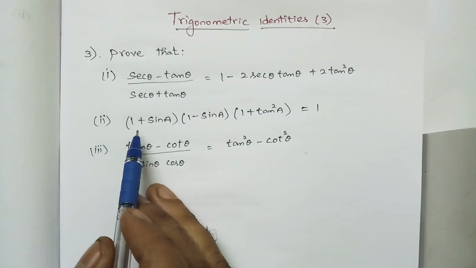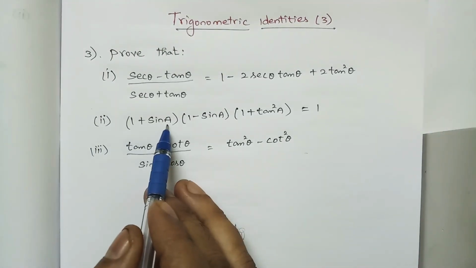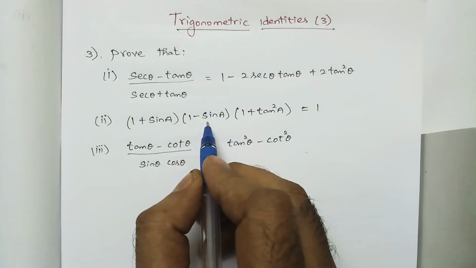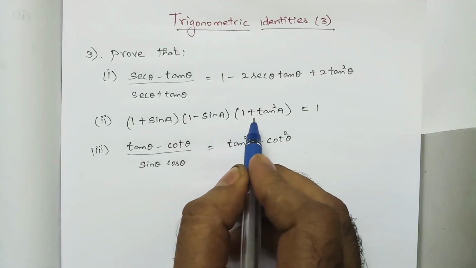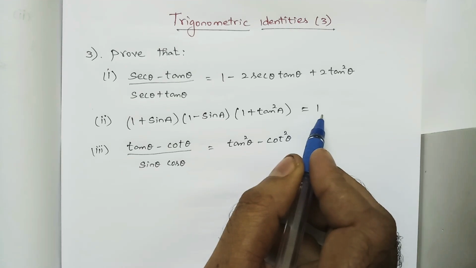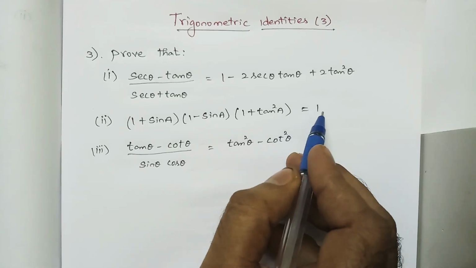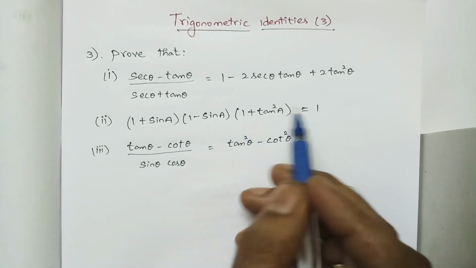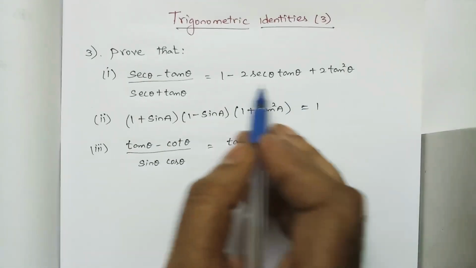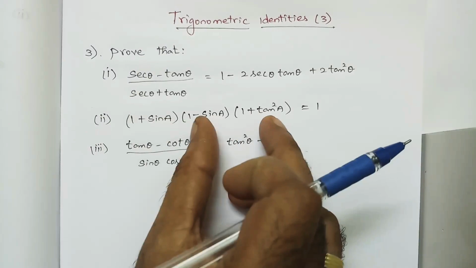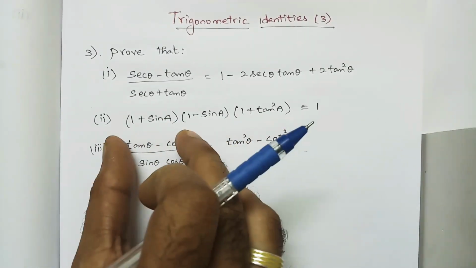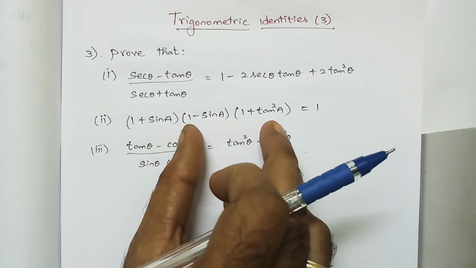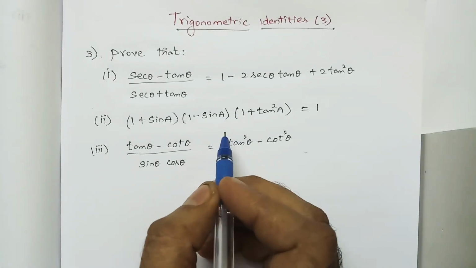Subdivision number 2: (1 plus sine A) into (1 minus sine A) into (1 plus tan square A) is equal to 1. We can't take the RHS and bring the LHS, so we take the LHS and bring the RHS. The LHS is only one term but has three factors, all multiples, so we multiply them one by one and solve.